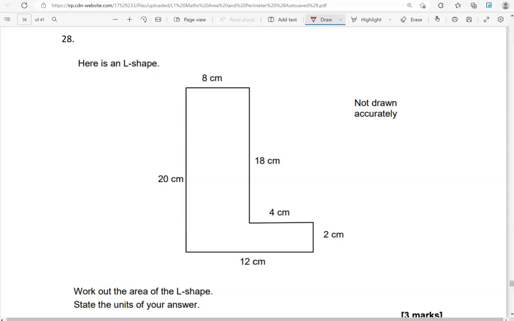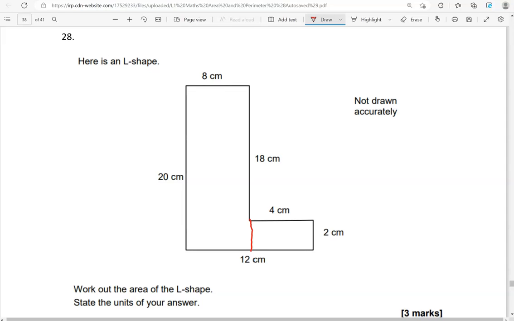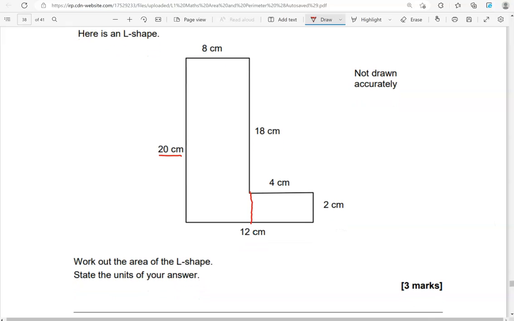Here is an L shape. Work out the area of the L shape. State the units of your answer. Okay, so I'm going to split this into 2 shapes. So we've got this big rectangle which measures 20 centimeters by 8 centimeters.